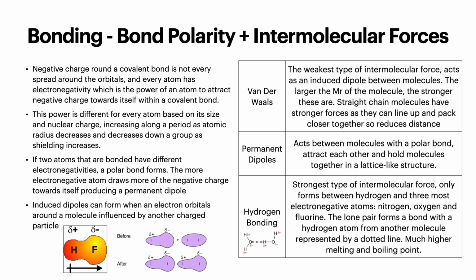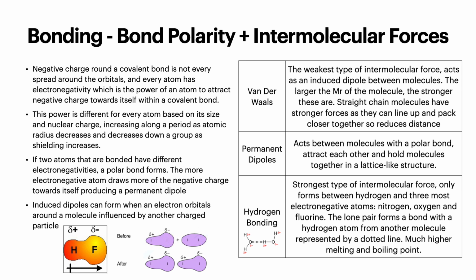If 2 atoms that are bonded have different electronegativities, a polar bond forms, and the more electronegative atom draws more of the negative charge towards itself, producing a permanent dipole. However, you also have induced dipoles, which can form when electron orbitals around a molecule are influenced by another charged particle. So you can see here, on the left-hand side, you've got a permanent dipole, and on the right-hand side is what an induced dipole will look like.